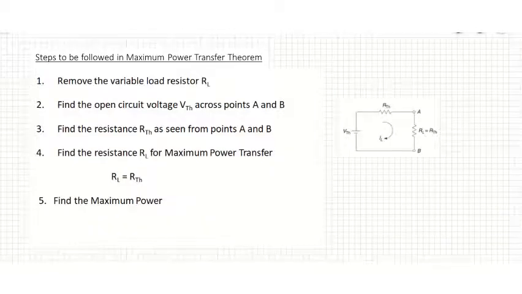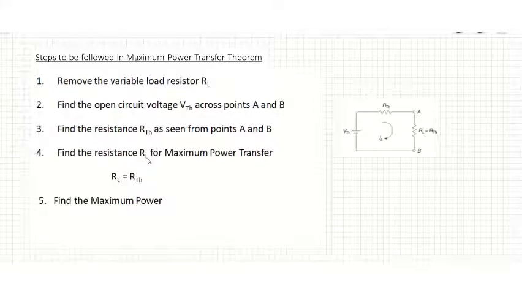Next is steps to be followed in maximum power transfer theorem. If we are given with a network, first thing is to remove the variable load resistor RL. First, remove load resistor from the circuit. Then find VTH across the terminals A and B. Thevenin voltage should be found out between terminals A and B. Then find the Thevenin resistance RTH as seen from points A and B.